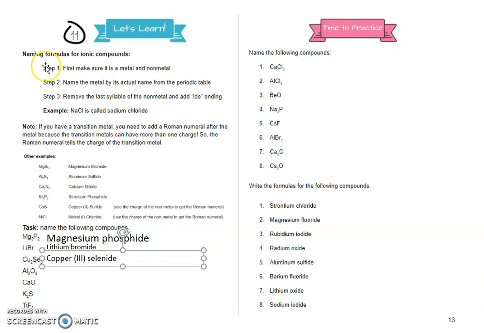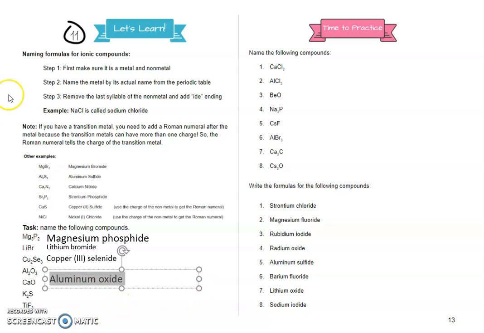Next one, we've got aluminum and oxygen. That was named pretty normally. Aluminum's not in the middle of the periodic table, so no need to worry about a Roman numeral. Aluminum oxide. Make that one a little bit smaller too, so we can get that one lined up. Okay, the next one would be pretty similar. It's just calcium oxide instead of aluminum.